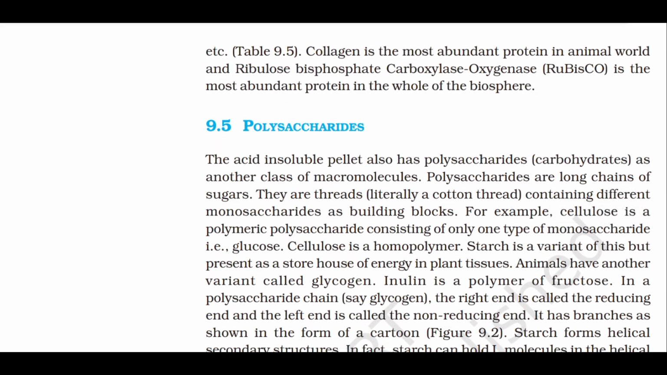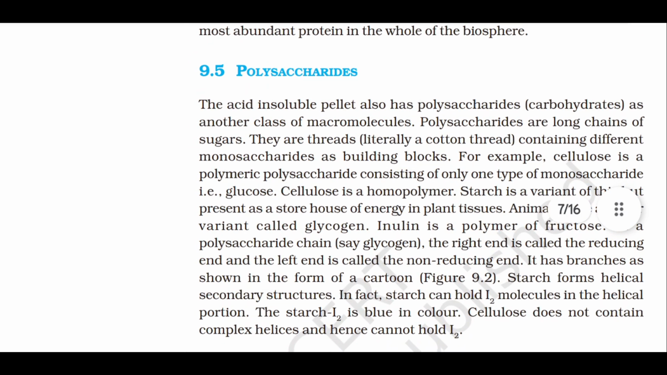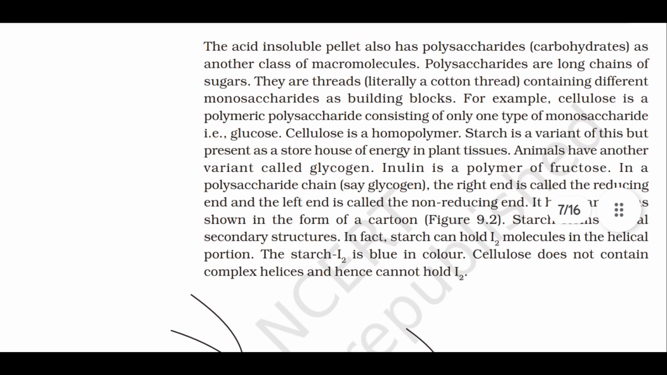9.5 Polysaccharides. The acid-insoluble pellet also has polysaccharides, that is carbohydrates, as another class of macromolecules. Polysaccharides are long chains of sugars. They are threads, literally like a cotton thread, containing different monosaccharides as building blocks. For example, cellulose is a polymeric polysaccharide consisting of only one type of monosaccharide, that is glucose. Cellulose is a homopolymer. Starch is a variant of this but present as a storehouse of energy in plant tissues.